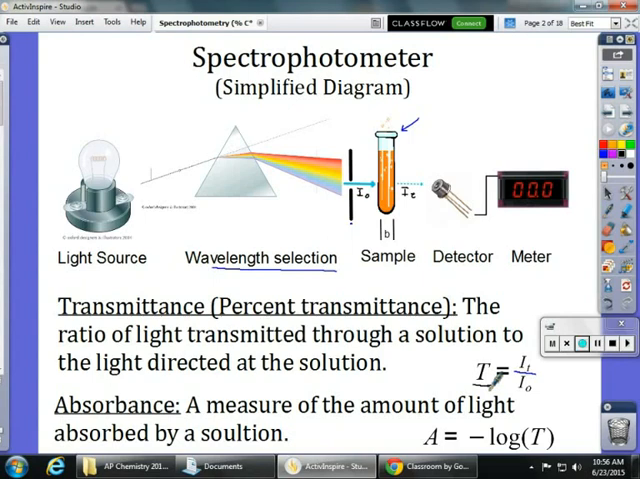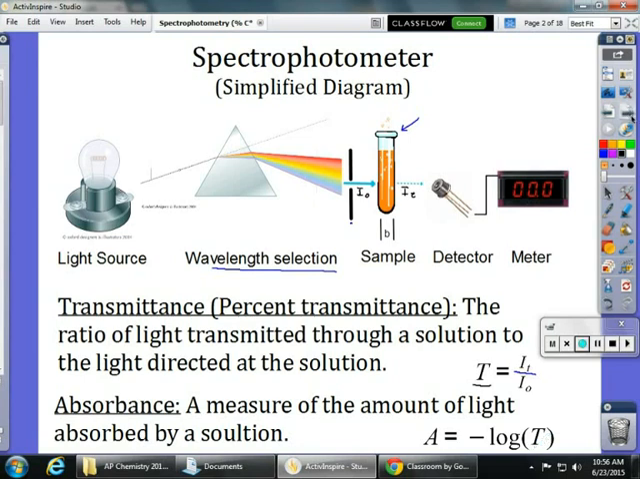We're more likely to use absorbance as a measurement, and we'll talk about why that is a little bit later. Absorbance is a measure of the light absorbed by the solution. So it's sort of the inverse of your transmittance, and it's calculated as the negative log of your transmittance. Obviously as the percent transmittance goes up, or the amount of transmitted light increases, the amount that's absorbed must be going down, and vice versa. So we're going to look at absorbance.